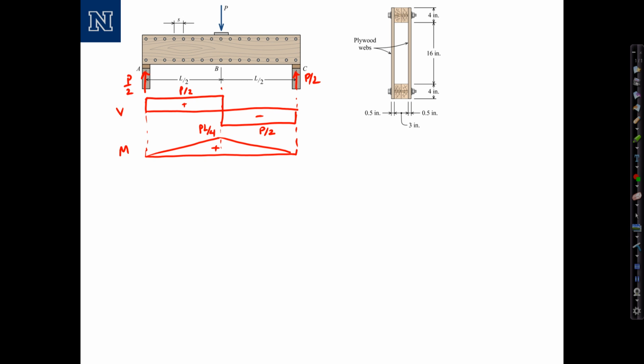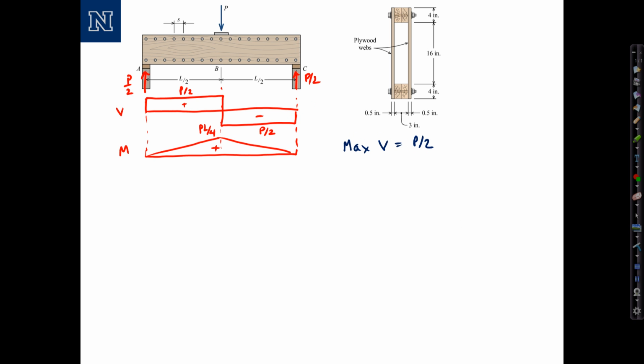Since this is one of the common cases that we should be able to sketch very quickly, I've already laid it out for us. Point load P in the middle of the beam causes reactions of P over 2 at the supports, causes a shear force diagram that jumps up to P over 2, jumps down to negative P over 2 at the middle, and back up at the right support. So the maximum shear in the beam, max V, is equal to P over 2.